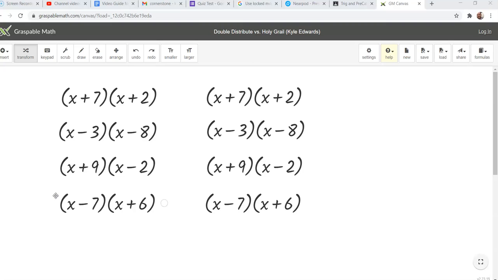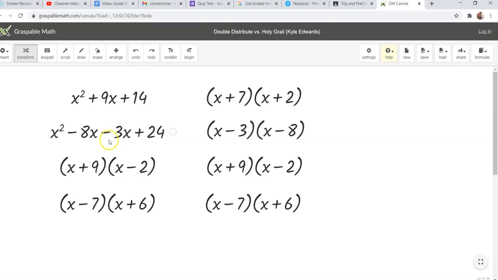We call it FOILing in Arizona, where I multiply the first two together, the outer two together, the inner two together, and the last two together. So I'm going to do that here with all of these. I'm going to FOIL these, and I would get this. Then I can combine like terms, and I would get standard form on this side, and here's intercept form on this side.